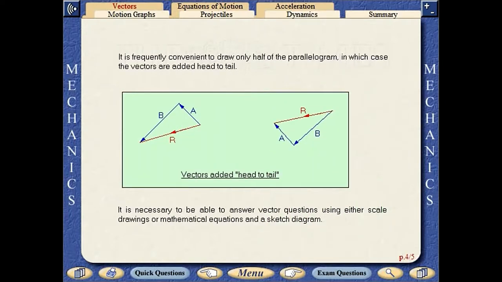It is frequently convenient to draw only half of the parallelogram, in which case the vectors are added head to tail. It is necessary to be able to answer vector questions using either scale drawings or mathematical equations and a sketch diagram.